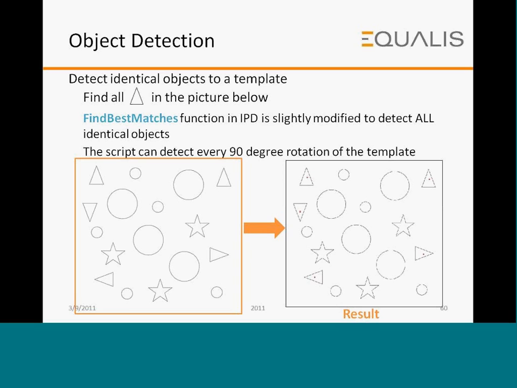Now moving to object detection, say using this find best matches function in the image processing design toolbox, we can get all the triangles in this picture, which is filled with circles, small and large. There is a star, there are a bunch of triangles, and triangles are also tilted. Successfully this is able to detect all of them, and it is shown with these dotted lines with the red mark at the center.